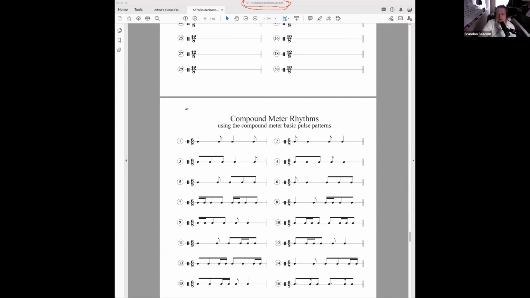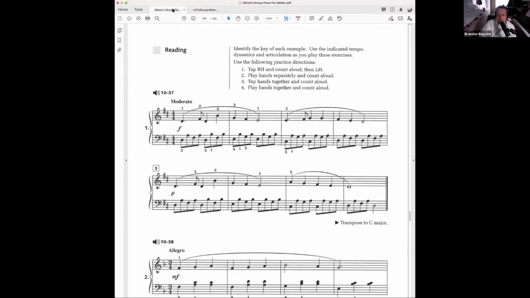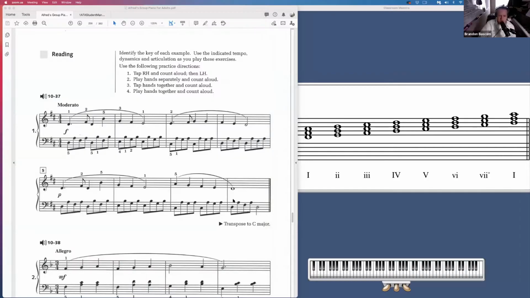Okay, so that was fun. Little tangent to help you realize that we are looking for B, D, F sharp as our six chord. And so my question for you is, in 10-37, where is that six chord?